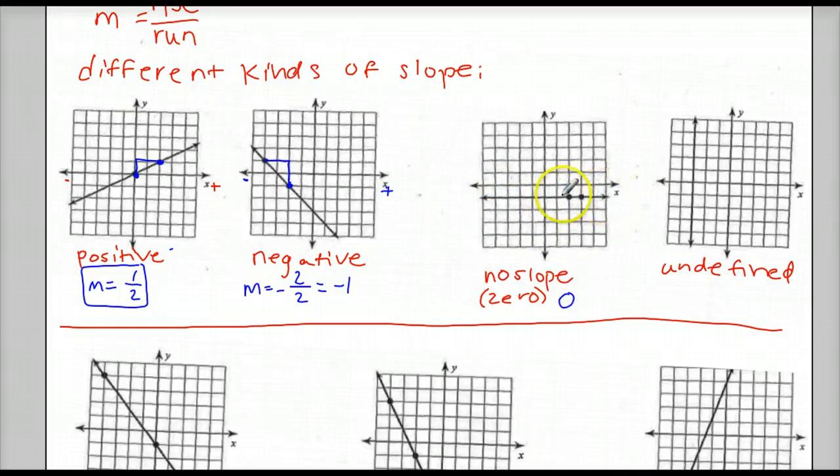It's a flat line. No steepness, 0. This one here, undefined, all vertical lines are undefined. And that is mainly because if we did rise over run, our denominator would be 0, and let's say it's 1 over 0. You can't have 0 as a denominator, so this is like impossible. We want to do sad face here. Not going to happen. So this is an undefined slope.